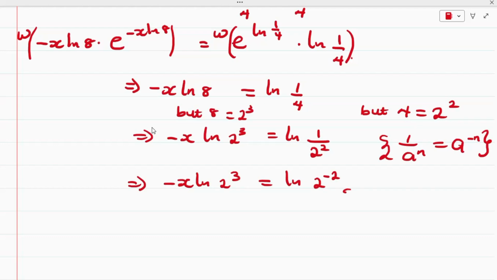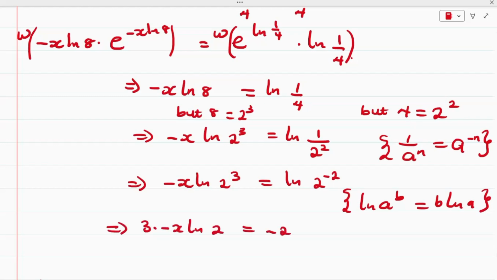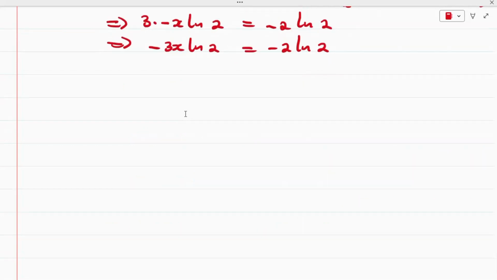Next, we want to apply the logarithmic property that says if we have the ln of a raised to the power of b, this is equal to b times ln of a. Applying this property, we have 3 multiply negative x ln of 2 is equal to negative 2 multiply ln of 2. So we have negative 3x ln of 2 is equal to negative 2 ln of 2. From here, we divide both sides by ln of 2, which cancels out ln of 2 on both sides. So we have minus 3x is equal to minus 2.